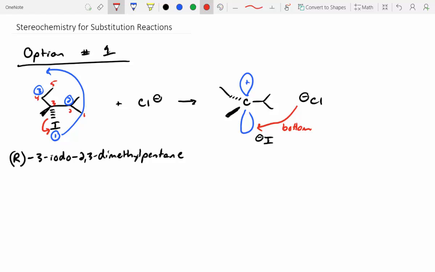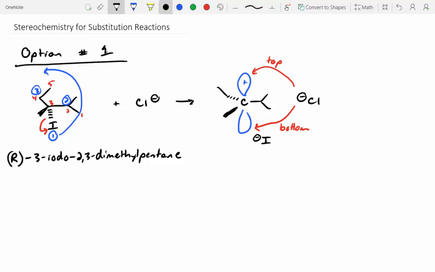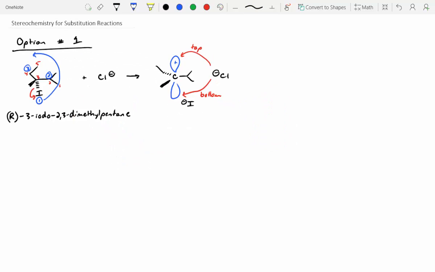If we think about that p orbital, it's on both sides. It's equally likely that it could attack from the top or bottom face, more or less. So it could attack from the top or the bottom. So let's consider the products that would come out of this. So I'll do a top side attack, and I'll do a bottom side attack.